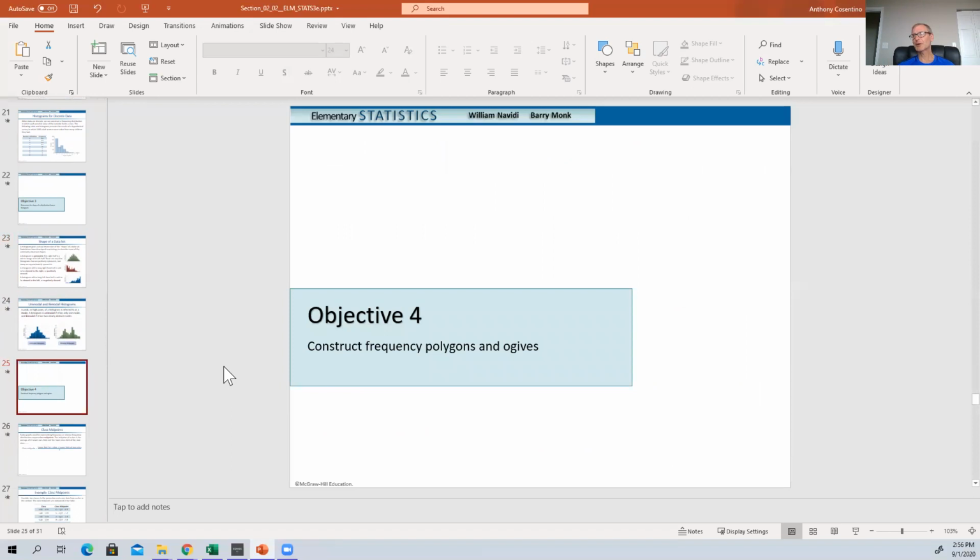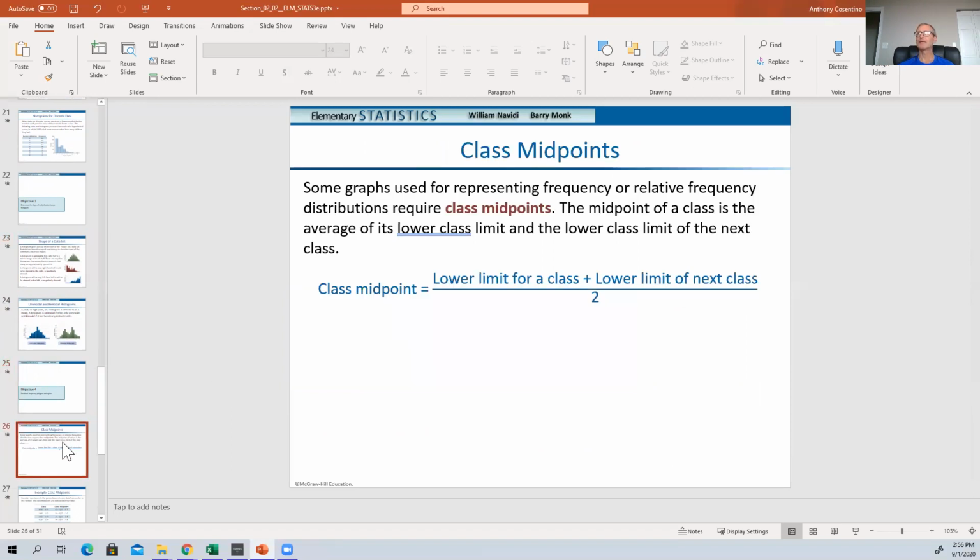So the last thing is we're going to introduce a couple other ways to display the data. This first way is sometimes it's nice to graph these things. And if you have a category, or a class, sometimes it's nice to know what's in the middle of the class. Back in your algebra days, you calculated a midpoint of two numbers where you added them together and you divided it by 2. Same thing with the class midpoint. You just take the two numbers of extremes and you add them together and divide by 2.